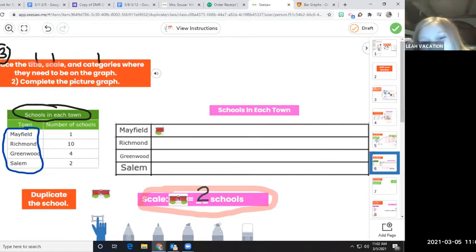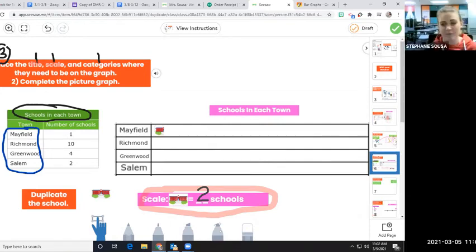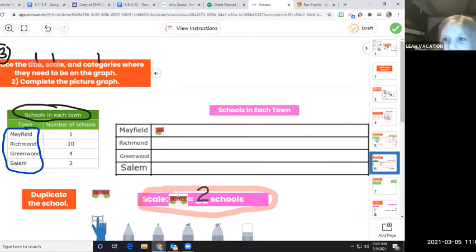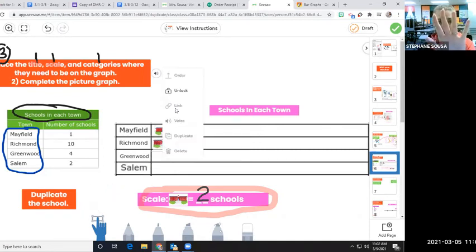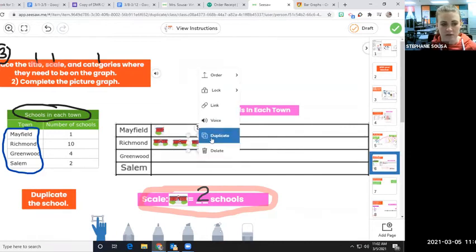Yes, Miss Leah. So why did they split the school in half, right? So they basically cut everything in the school a half. I know. Picture graphs are pretty morbid when you get into the half stuff. Why is everyone getting cut in half? We have Richmond. Richmond has 10 schools in that town. So we're going to count by 2s. 2, 4, 6, 8, 10. That means we need 5 pictures of schools in that town. So I'm going to duplicate this school picture 5 times because 2 times 5 is equal to 10.